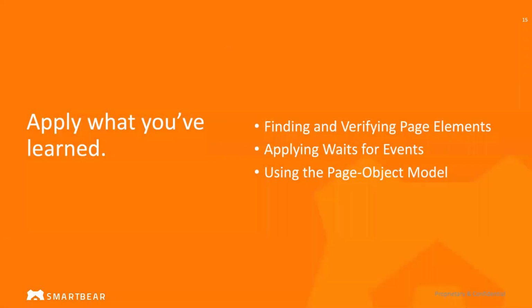All right, so let's start applying what we've learned. We've covered finding and verifying page elements. We've taken a look at waits, those are pretty cool. And we've talked a little bit about using the page object model. I'd like to jump into a demonstration and actually show you some of these things.